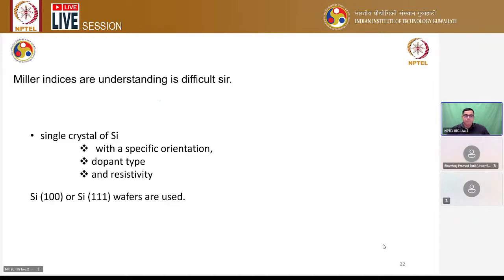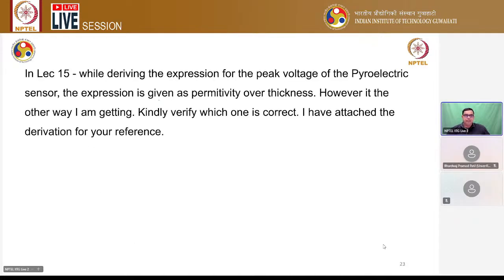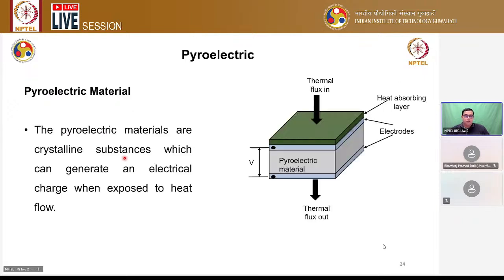Fine. Then there was a question that while deriving the expression for the peak voltage of the pyroelectric sensor, the expression is given as permittivity over thickness. However, the student is getting it the other way around. Kindly verify which one is correct. Let me take the pointer. I have attached the derivation for your reference. So if you remember, we talked about pyroelectric material.